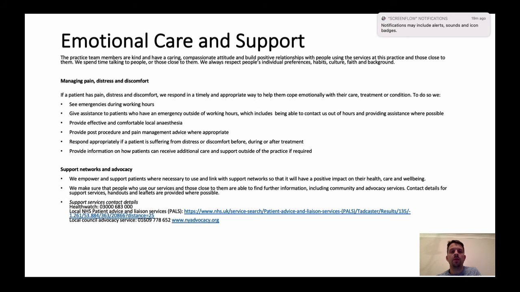We also need to provide information on how patients can receive additional care and support outside the practice if need be. In terms of other bits, support networks and advocacy, we basically support patients when necessary to use the support networks that are out there to help with the rest of their well-being. We have got leaflets that are available to give patients on community and advocacy services, and obviously there's a couple of links just below there as well for reference.